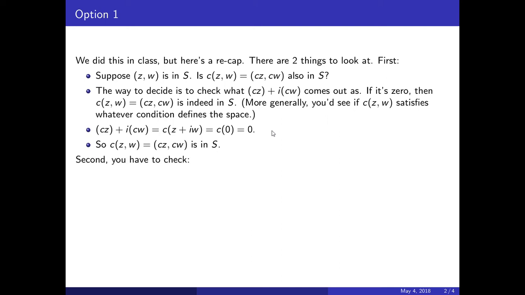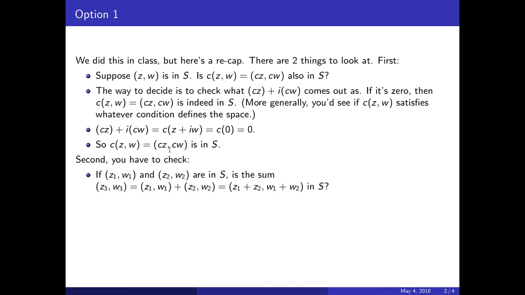The next thing you have to check is sums. You take two vectors, call them z1, w1, and z2, w2, and you assume they're in the space S, and then you add them together, call that result z3, w3, for want of a better name, and you want to know if this new vector, which is the sum of these two vectors, is in the space S. Well, that's the same as saying, does z3 plus iw3 add up to 0?